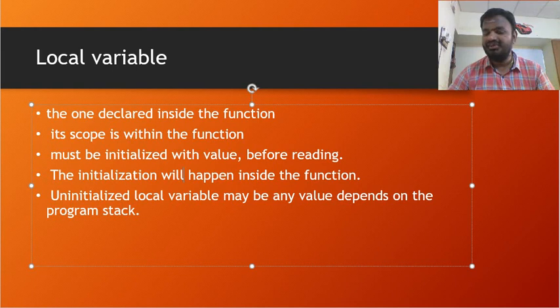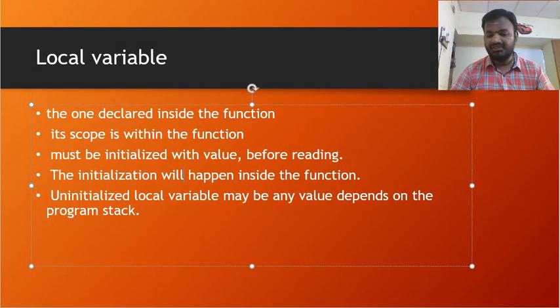An uninitialized local variable may hold any value, depending upon the program stack. Whenever we create a local variable, it is allocated in the program stack. Whenever we go out of the function, the variable's lifetime is gone. When we come back, the variable is allocated in the program stack again, so it may contain any value depending upon the stack. Since this causes inconsistency, the best practice is to initialize the local variable before accessing it.